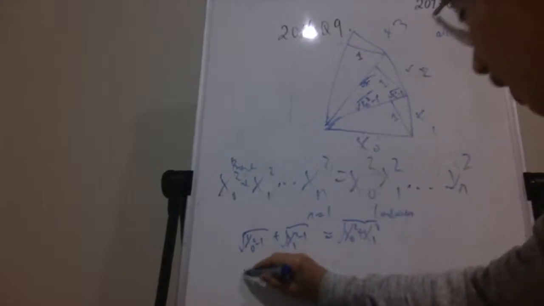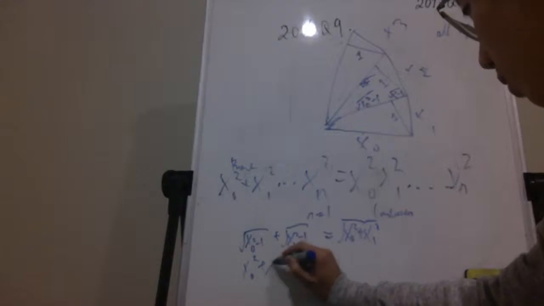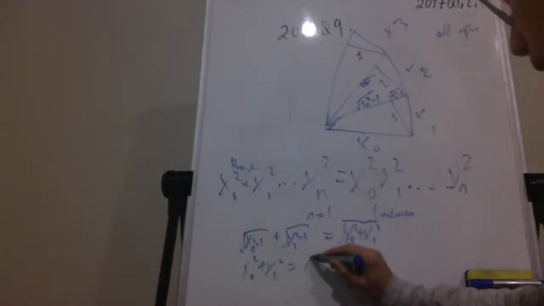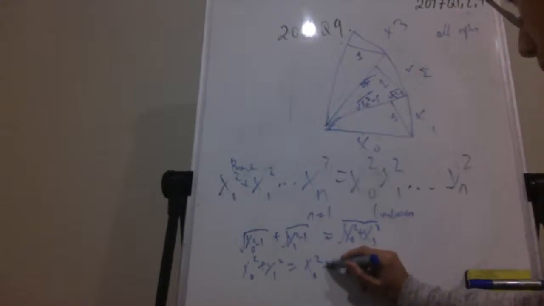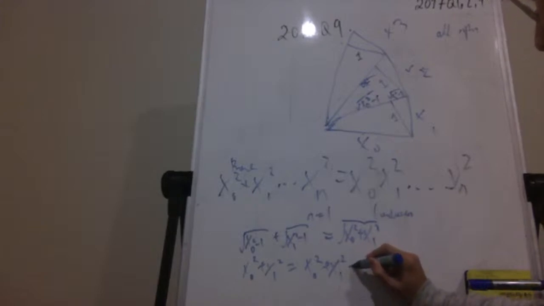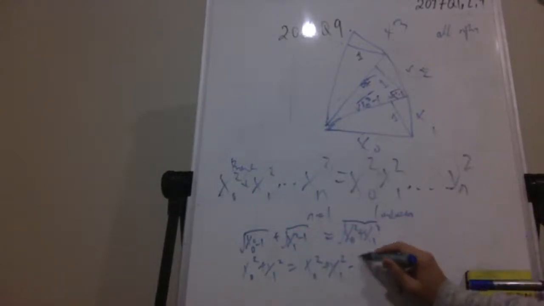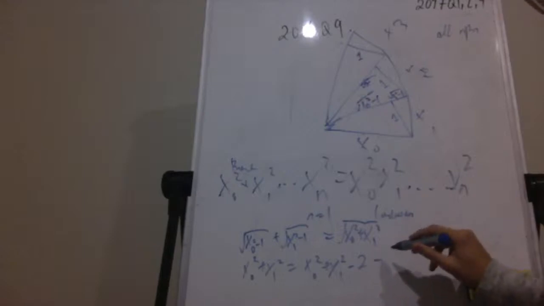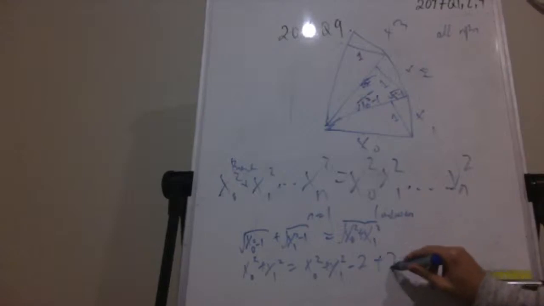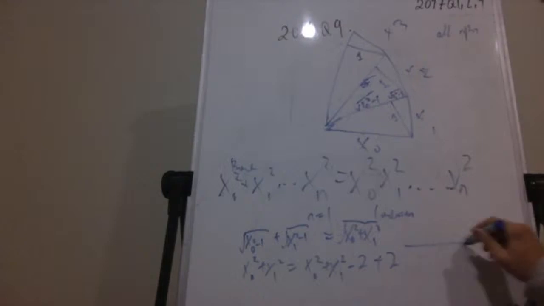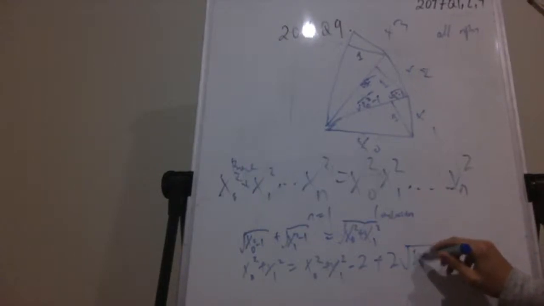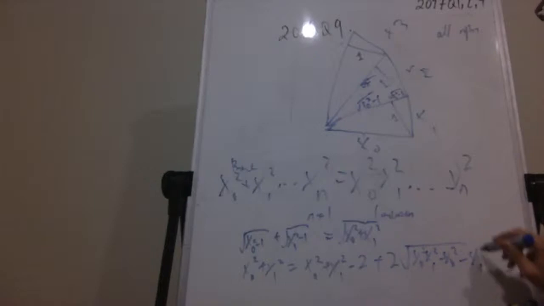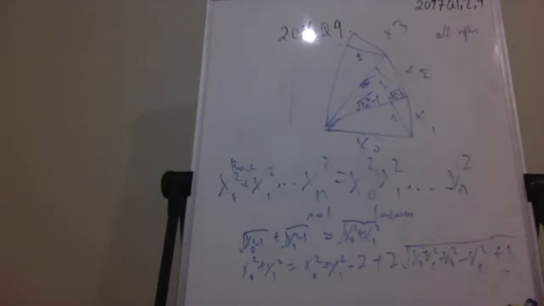So squaring both sides, you get x0 squared plus x1 squared equals x0 squared plus x1 squared minus 2, plus 2 root, you can multiply them together, x0 squared x1 squared minus x0 squared minus x1 squared plus 1. Basically squaring.